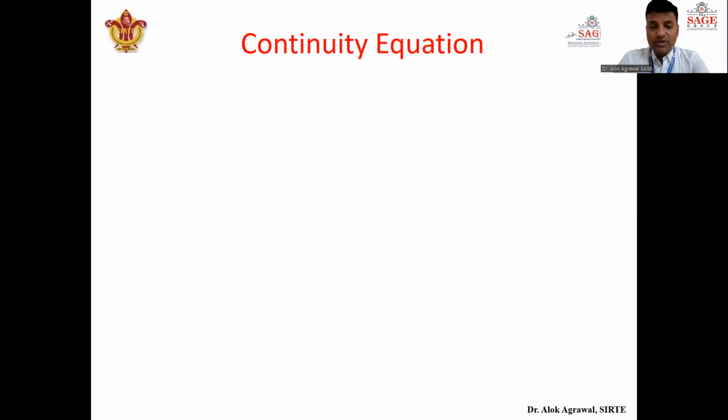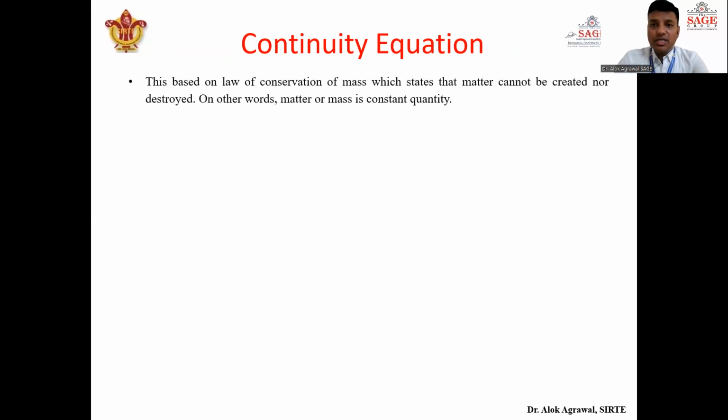Now these three equations are very important, so we will start with the continuity equation. In incompressible flow, we have seen that the continuity equation is A1 V1 is equal to A2 V2. Now for compressible flow, we have to incorporate the density term also. This is based on the law of conservation of mass, which states that matter can neither be created nor destroyed, but it will remain constant.